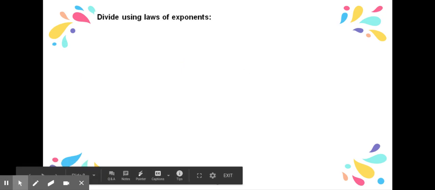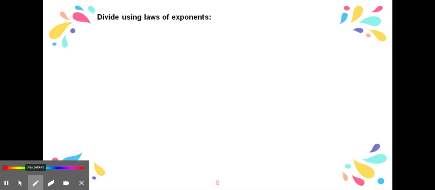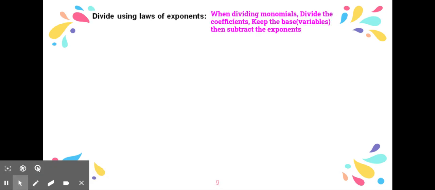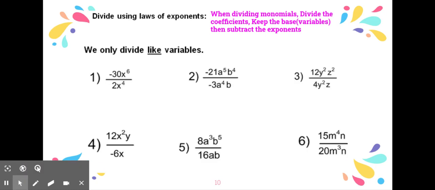All right. So using our laws of exponents, we're going to now divide monomials by monomials. So you're going to divide the coefficients, keep your base, and subtract your exponents. So let's look at these examples. So let's try number 1. So in number 1, we now have coefficients. So we're going to divide our coefficients, keep our variables, subtract our exponents.